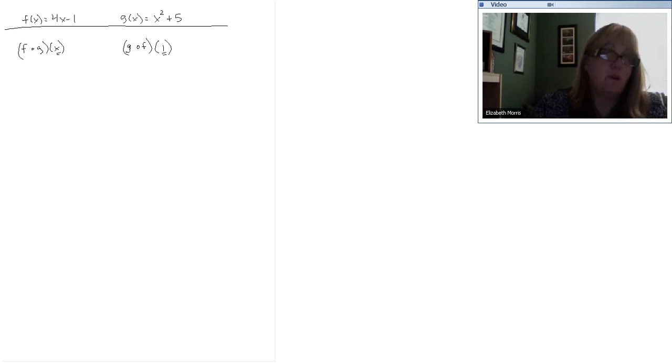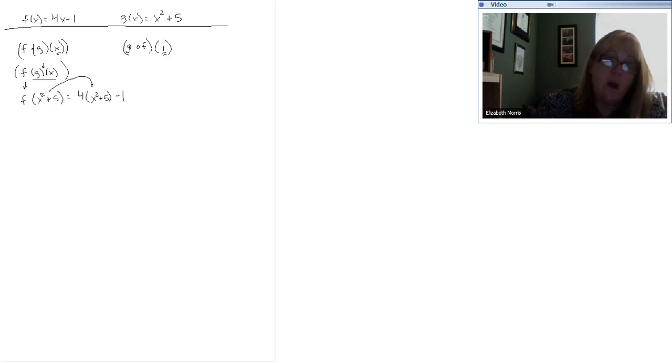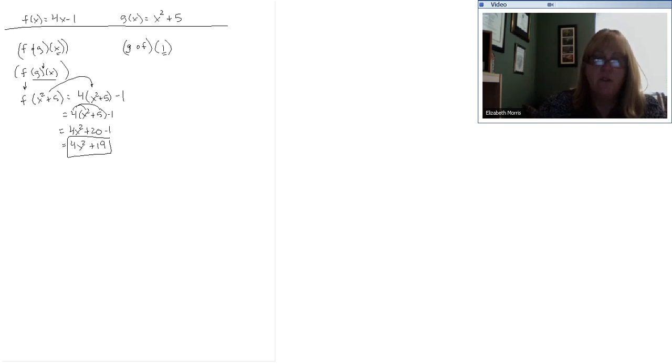All right, let's put our parentheses around and rewrite it. I'm really looking for f of g of x. Do I know what g of x is? I sure do. So I bring that down. I'm really looking for f of x squared plus 5, which means wherever there's an x in the f function, I put x squared plus 5. Now, I can simplify this by distributing the 4. So I get 4x squared plus 20 minus 1, which is 4x squared plus 19. And we're done. Starting to see the pattern?